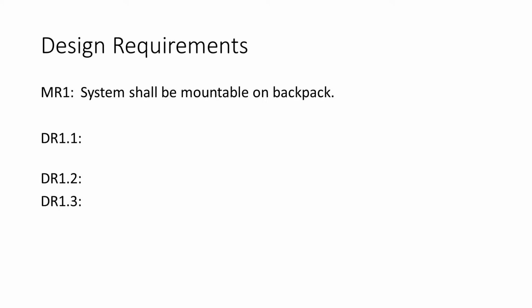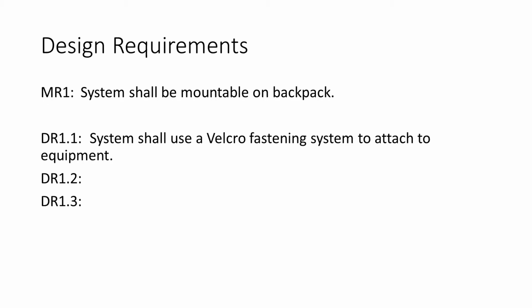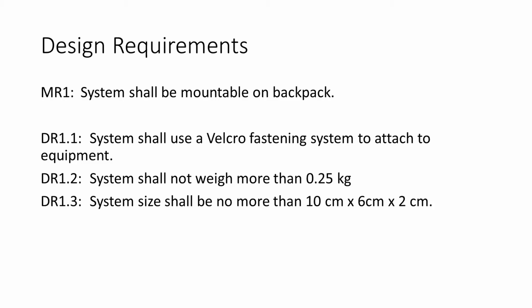Notice again how the mission requirement describes what it has to do, and the design requirements say how it will do it. So, MR1: system shall be mountable on backpack. How is it going to do that? System shall use a Velcro fastening system to attach to equipment. System shall not weigh more than 0.25 kilograms. System size shall be no more than 10 centimeters by 6 centimeters by 2 centimeters.